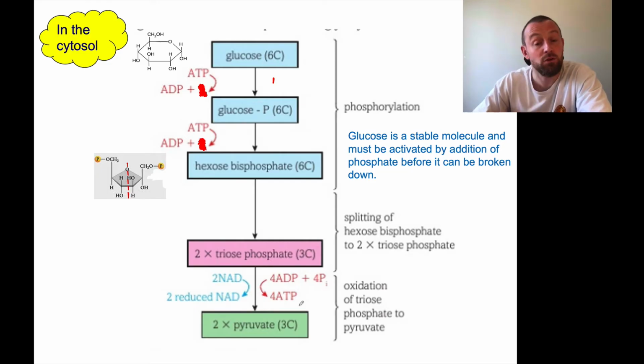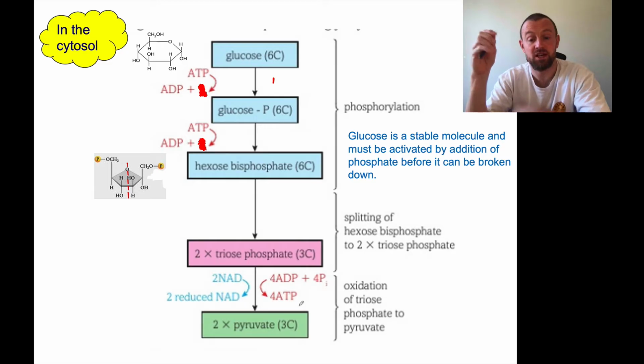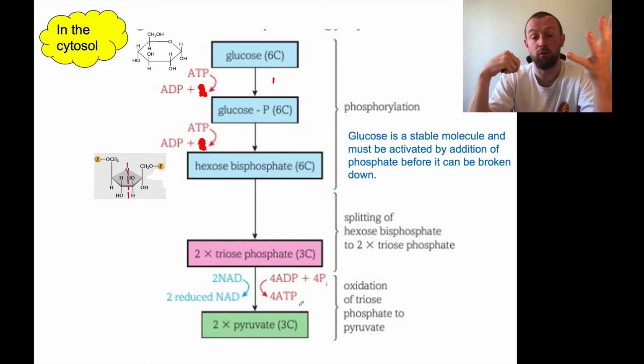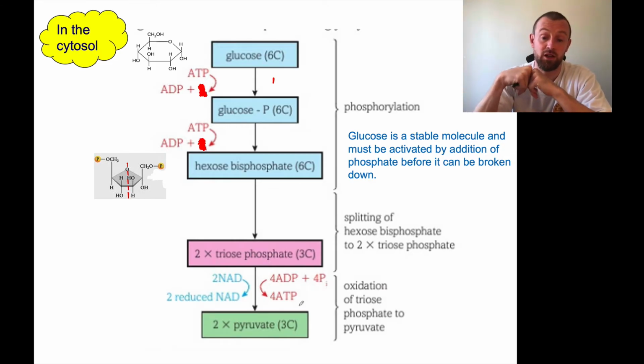Okay, so if you think about the overall ATP count from this process, we use up 2, but we get 4, so we have a net positive production of 2 ATPs overall. That's 4 minus 2. We also have those 2 reduced NADs that can be used later on in oxidative phosphorylation.